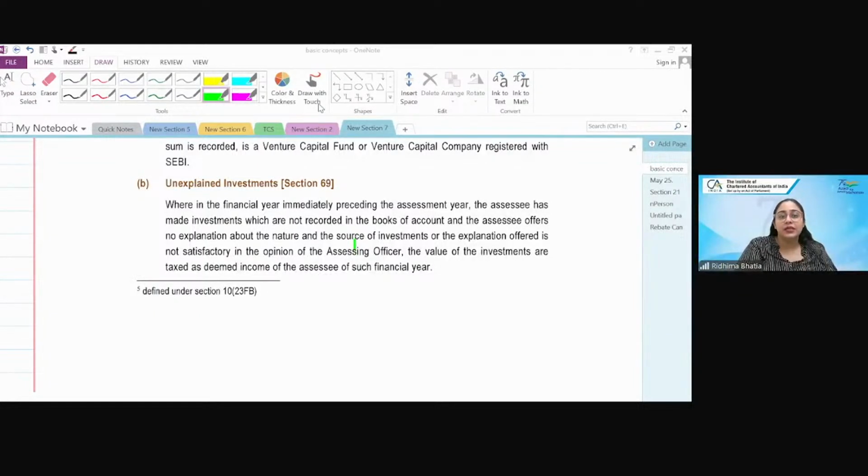And the last one is investments which are not completely recorded in the books. They are recorded, and the investment can be any investment, bullion, valuable articles. They are recorded in the books of accounts, but their real value exceeds the amount in which they are recorded. Then this particular section 69B would be applicable. Okay? So basically, there are understated investments.